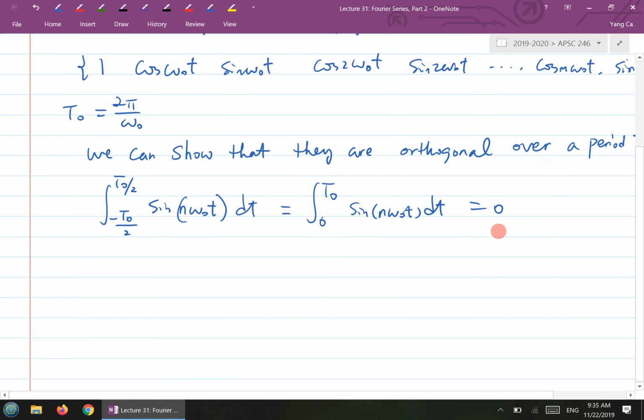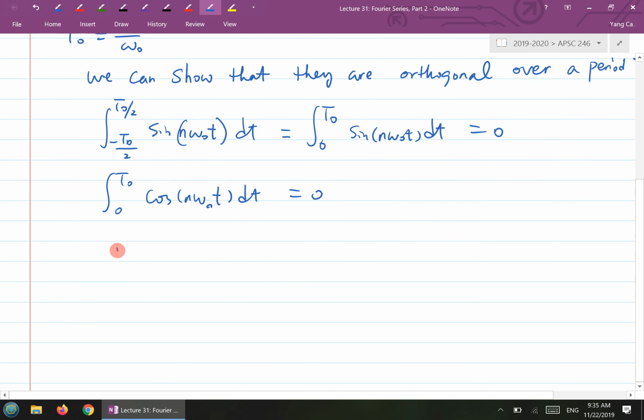And similarly, if you integrate the cosine, you also get a 0. So this basically says that between 1 and any other function, they are orthogonal. Right. And then how about if you integrate between any two of the cosine terms?